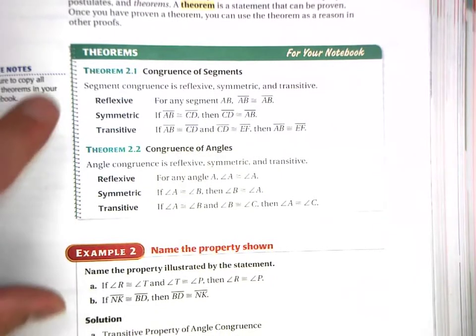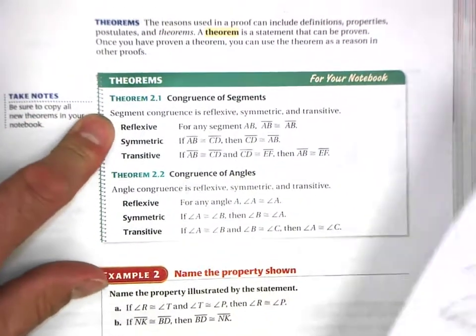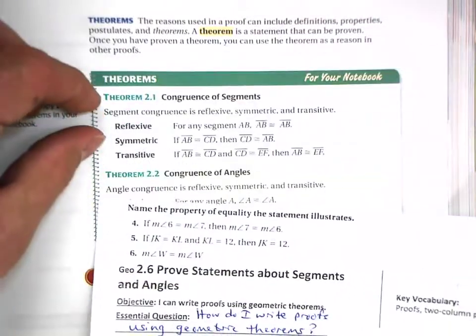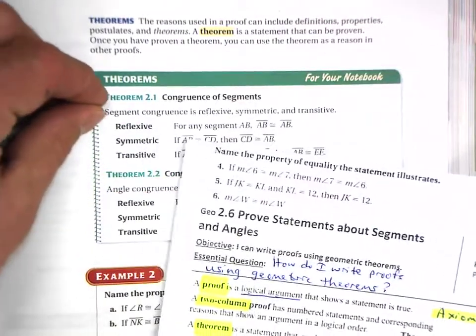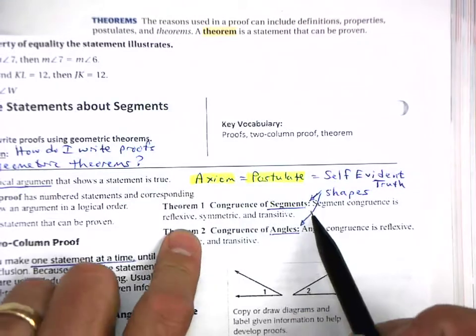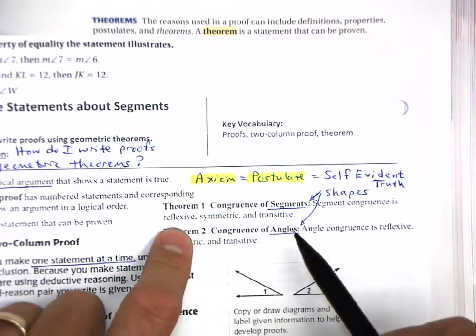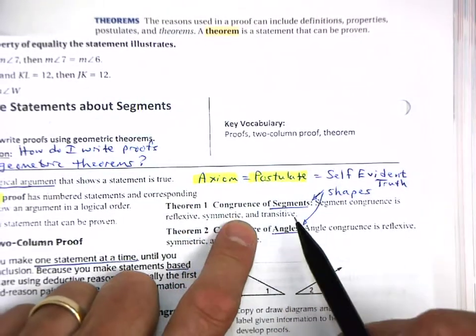Now, this part over on page 105 of your book, I have just taken the little bits of it, the little top part here, and written it in your notes. I didn't have enough space to put all of it. But it's saying the same thing that we're familiar with.